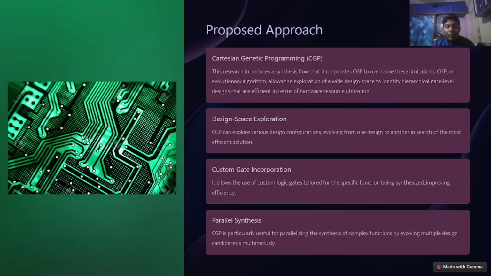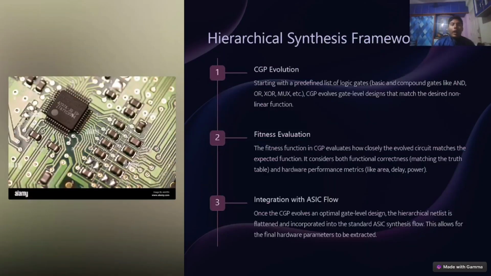Parallel synthesis: CGP is particularly useful for parallelizing the synthesis of complex functions by evolving multiple design candidates simultaneously. The hierarchical synthesis framework starts with CGP evolution, using a predefined list of logic gates, basic and compound gates like XOR, XNOR, AND, OR, NOT, NOR, MUX, etc. CGP evolves a gate level design that matches the behavior of the non-linear function.